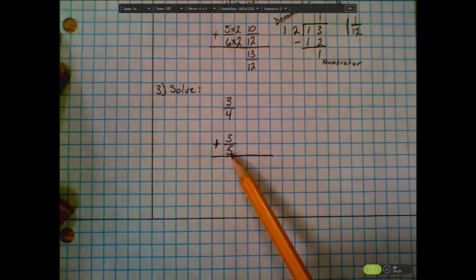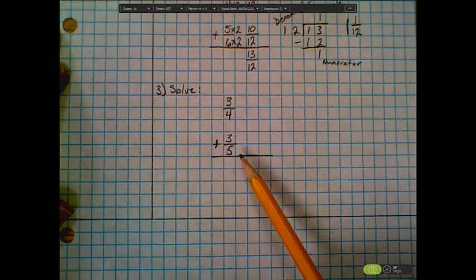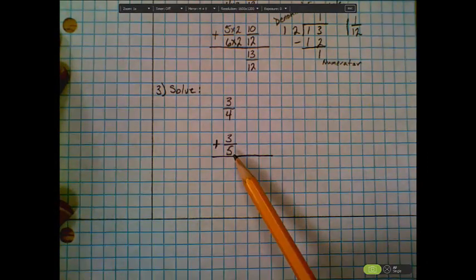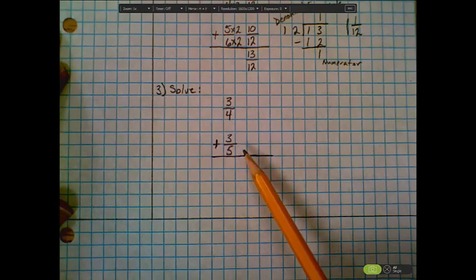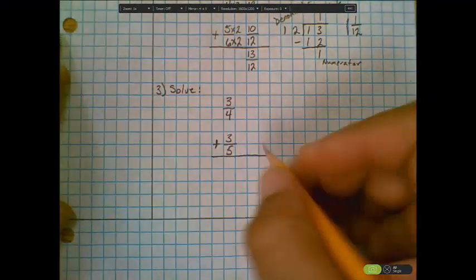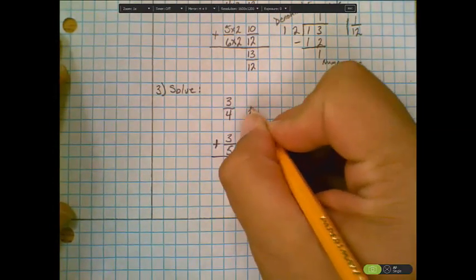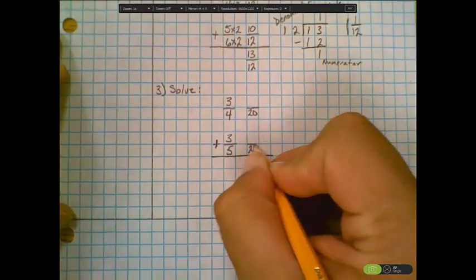5 times 2 is 10. Does 4 go into 10? No, it doesn't. Do the next multiple. 5 times 3 is 15. Does 4 go into 15? No, it doesn't. Do the next multiple. 5 times 4 is 20. Does 4 go into 20? Yes, it does. And so 20 is going to be our common denominator. So we go ahead and write that down for both of our fractions.